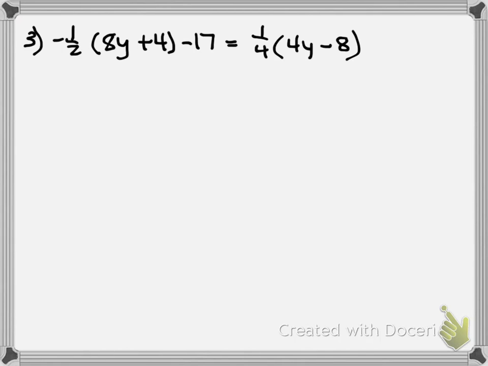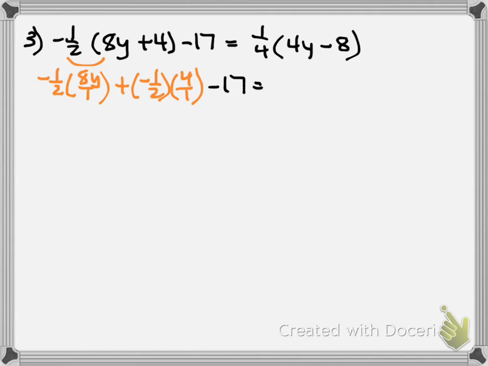So what we're going to do is distribute. And when we're distributing the negative 1/2, we're going to multiply it by 8y. So if it makes it easier, take that whole term and write it over 1. That way you can see numerator compared to denominator. And then on the next one, we have plus here, and we've got negative 1/2 times 4, which we can write as 4 over 1. And then we have minus 17.